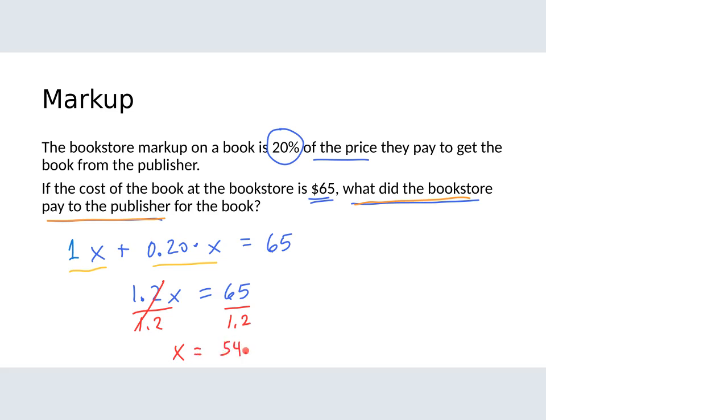54.1666666. That keeps going. This didn't tell me how to round, but since it's about money, I'm going to round to the nearest cent, which is the nearest hundredth. Look one space to the right, that's 5 or bigger, so we'll round this up. And the bookstore paid $54.17 for that book. And now they're selling it for $65. Let me know if you have questions on this before I have you try one.